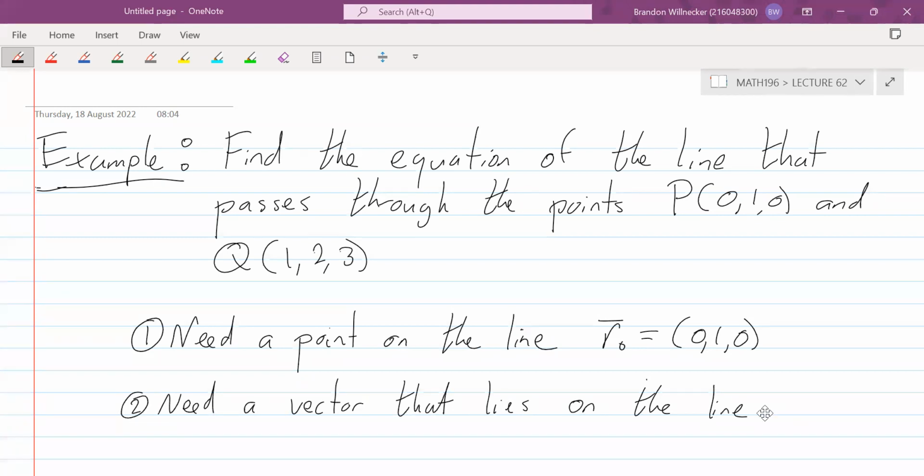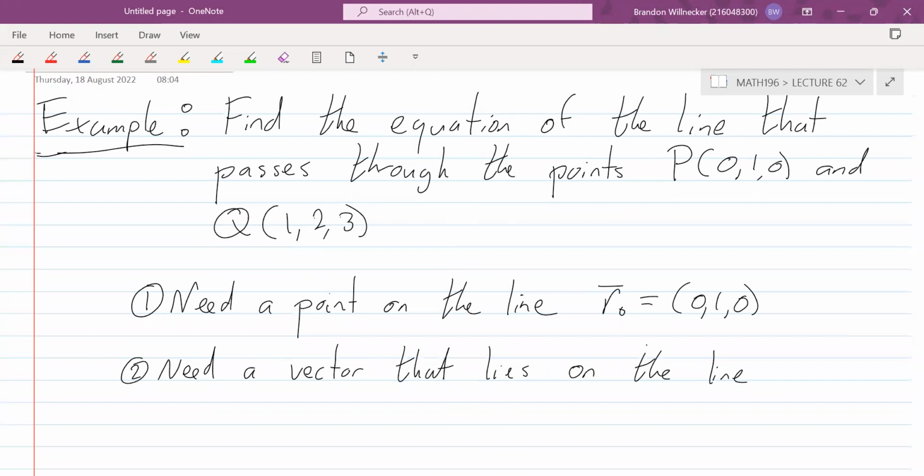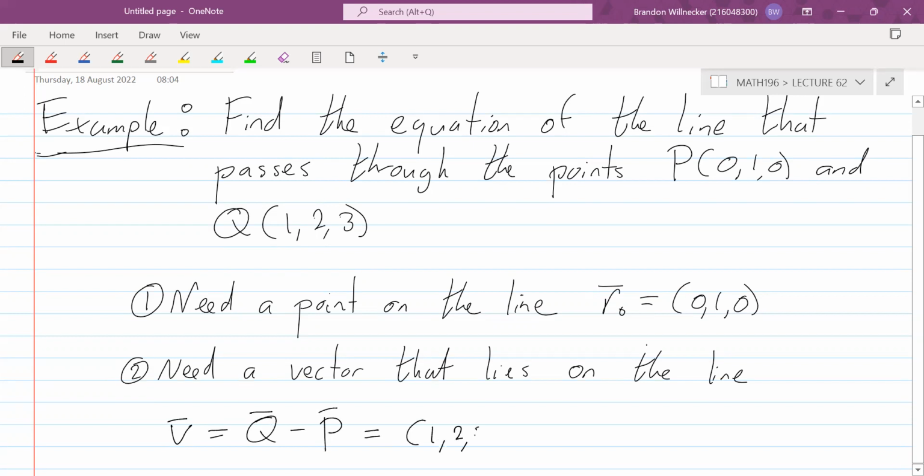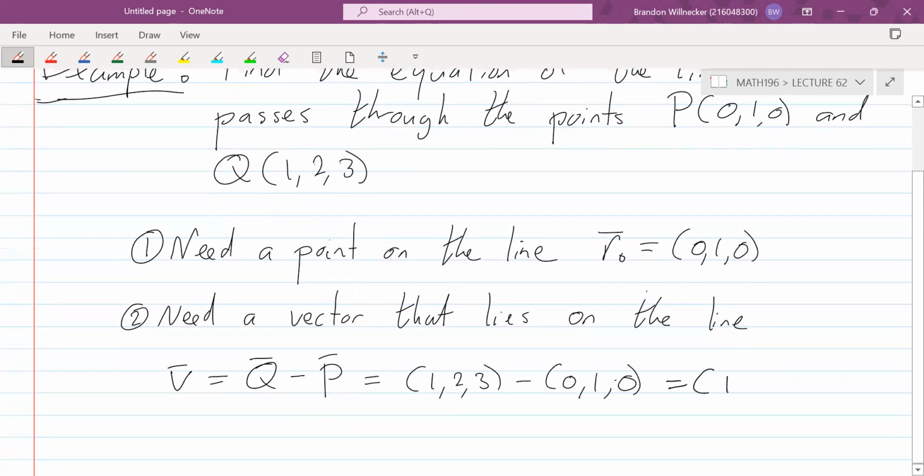The easiest way to do that is you take the vector at P minus the vector at Q, and that will give you a vector along the line. Or you could do Q minus P, and then that would just be the reverse. Let's do Q minus P. So V would be the vector at Q minus the vector at P. So that would be 1, 2, 3 minus 0, 1, 0. That's going to give us 1, 1, 3. So that would be a vector that goes along the line.